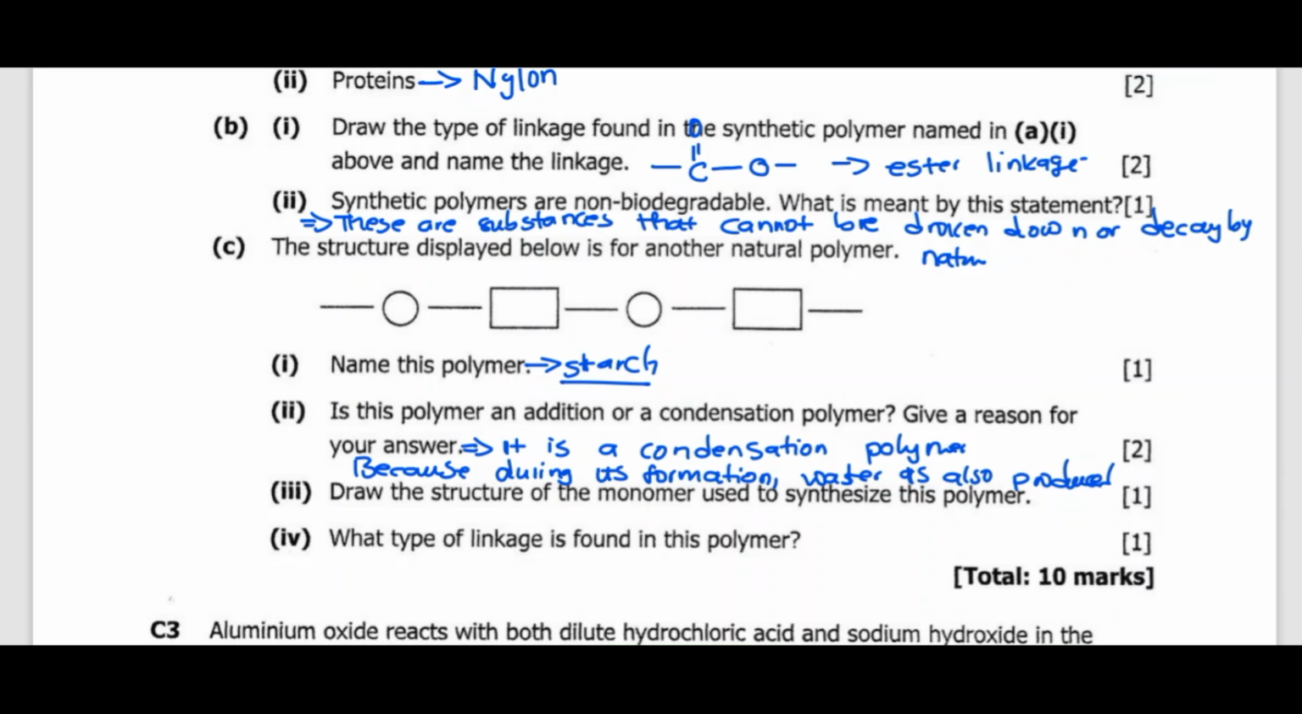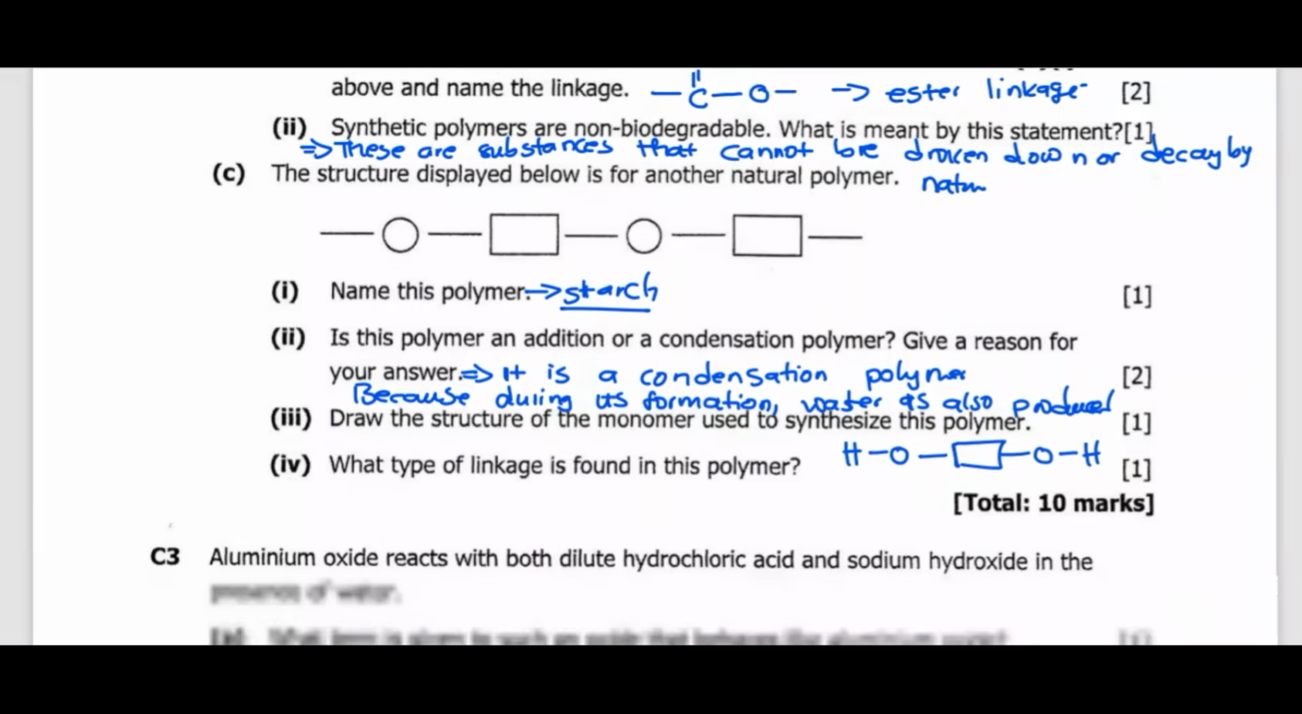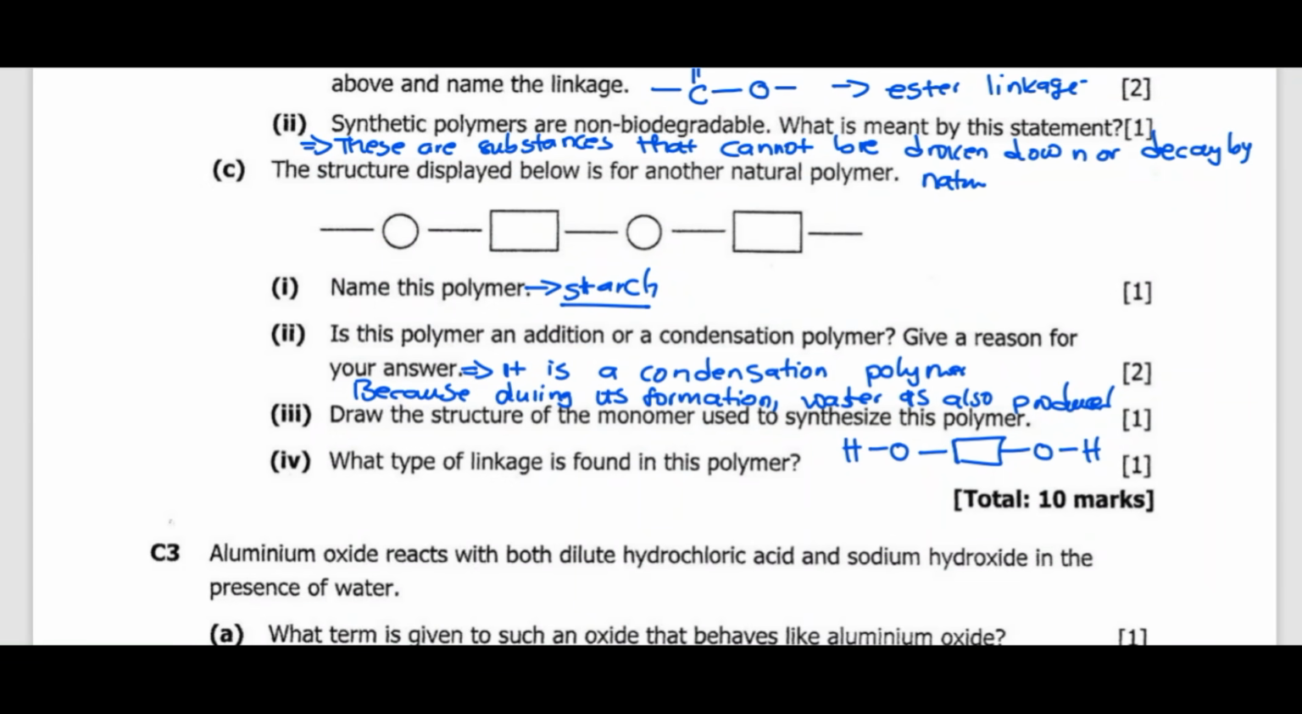Draw the structure of the monomer used to synthesize this polymer. So the structure, we know that is glucose. So the structure for glucose is like this. And if you want more of this, I have dropped videos on organic chemistry based on this, so you can just search for them. Name what type of linkage is found in this. So this is known as a glycosidic linkage, or we can just say glycosidic bond.